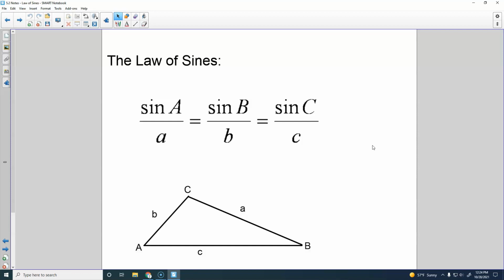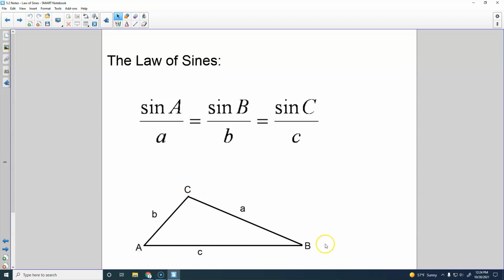But law of sines is really, really helpful because you don't have to have a right triangle. This will work on any triangle. It will also work on right triangles. That's why I said some kids forget about regular trig and start using law of sines all the time, because you can. It will work for right triangles as well.